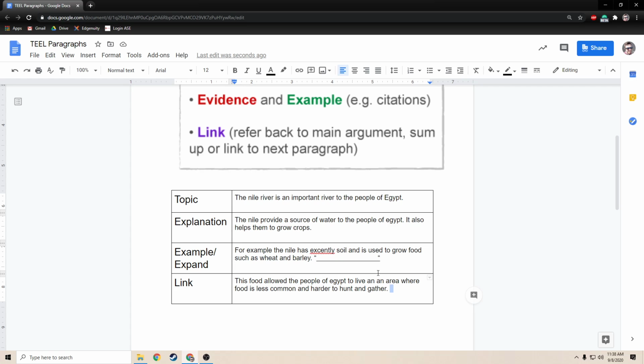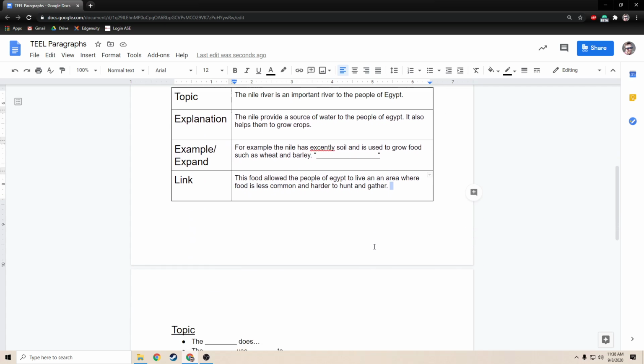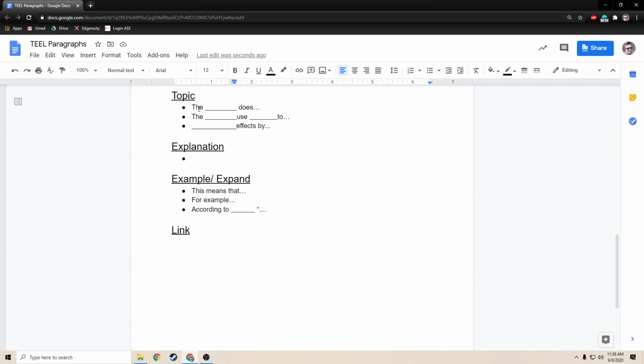For your convenience, I've added some sentence starters into this document, which is linked below. Topic sentences: The whatever it is does blank. The blank is used by blank to what? The blank affects these people by what? Your explanation can be anything you need. Examples: This means that. For example, according to what source, blank. And any sort of link you might add in together.